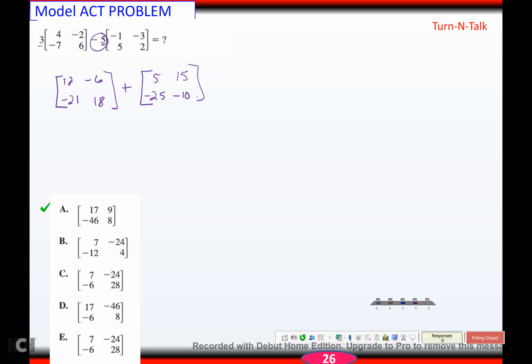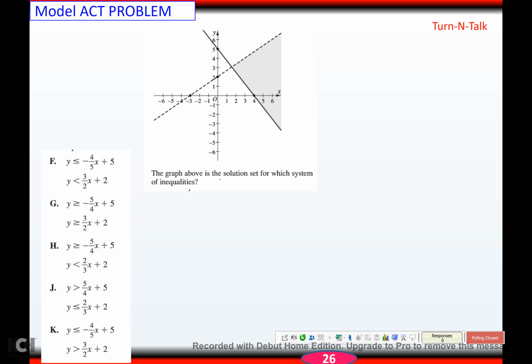So we did the multiplication, and now we're going to do the addition, which would say 12 plus 5 here, -6 plus 15 here, -21 plus -25 here, 18 plus -10 here. And then that finally gives me my 17, my 9, my -46, and my +8. Yeah?